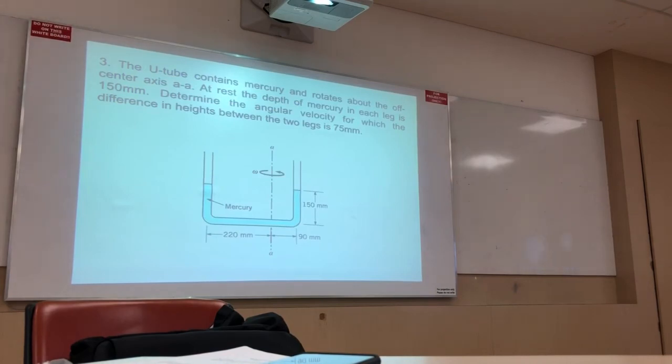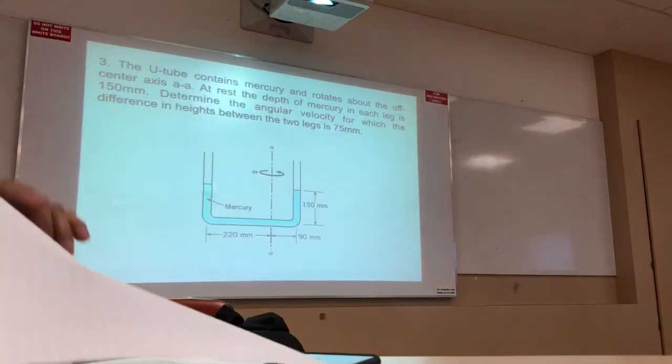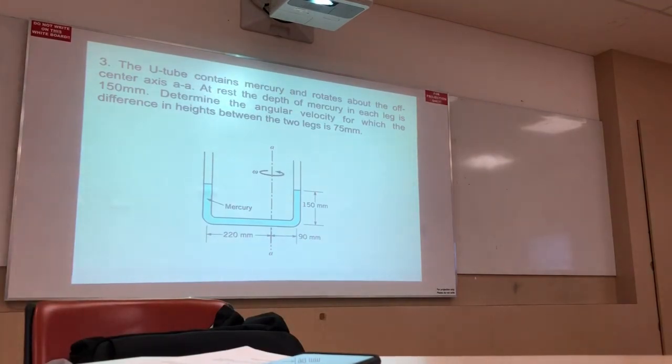So this is the last question. This question also the same thing. A U tube contains mercury and rotates about the center axis AA. At rest, the depth of mercury in each leg is 150 millimeter. The distance from here to here is 150 millimeter. Determine the angular velocity for which the difference in height between the two legs is 75 millimeters. They tell you to find the angular velocity.